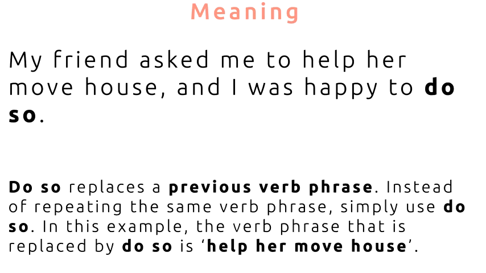Here is the meaning in detail. So we have the example at the top. My friend asked me to help her move house, and I was happy to do so. Do so replaces a previous verb phrase. Instead of repeating the same verb phrase, simply use do so. In this example, the verb phrase that is replaced by do so is help her move house.